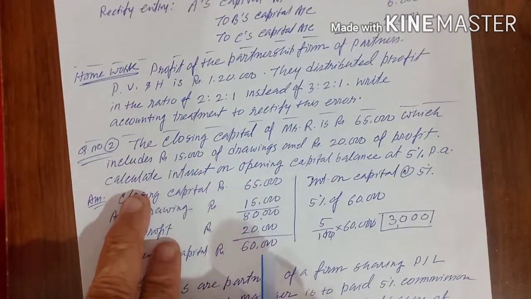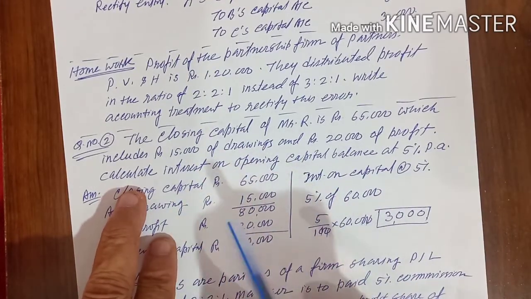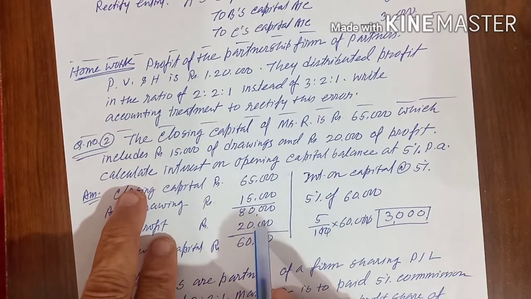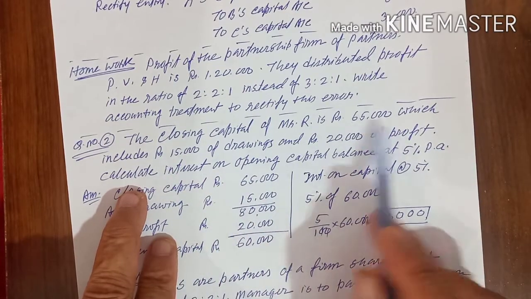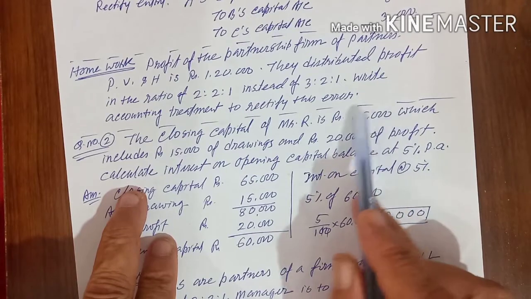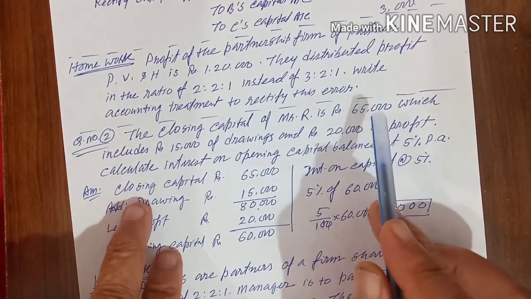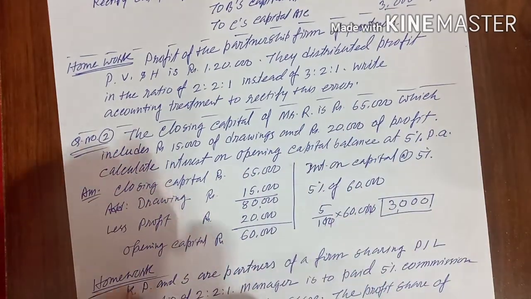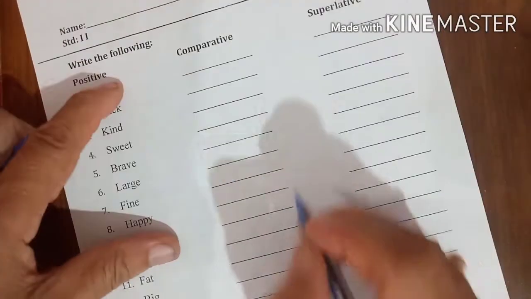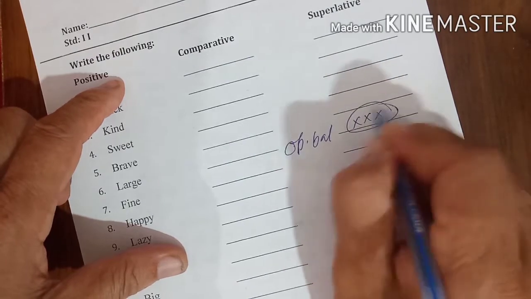One point you should know: interest on capital should be calculated on the opening balance of capital, not the closing balance. Once again, interest on capital will be calculated on opening balance, not on closing balance. But here the closing balance is given, not the opening balance. You have to find out the opening balance. How did you get this 65,000?